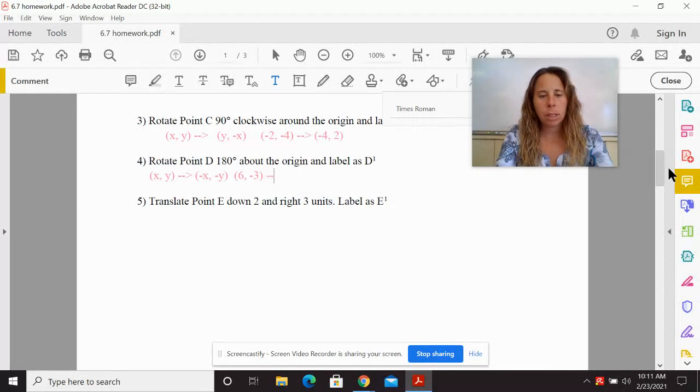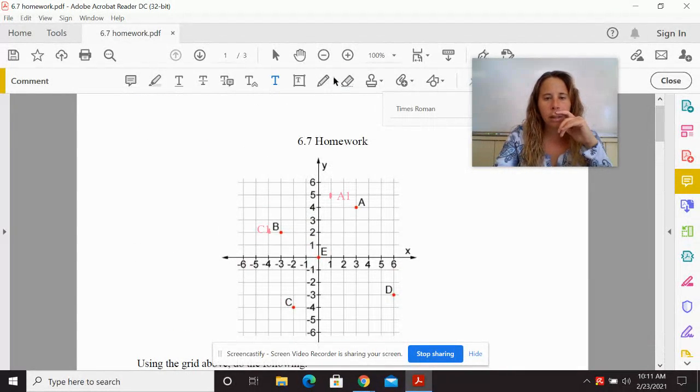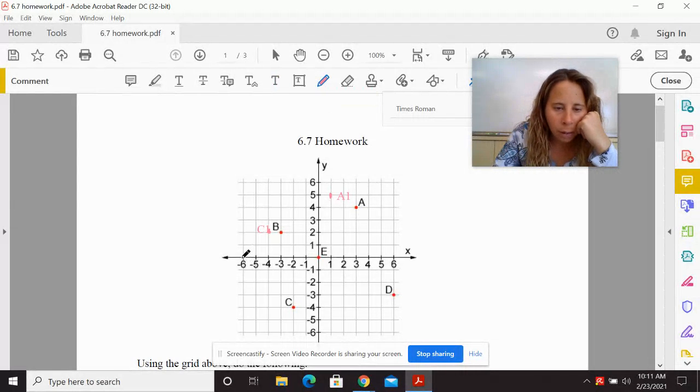Okay, so then you just switch the signs. So it becomes -6. Positive becomes negative. You just switch the signs, and so your -3 becomes +3. Let me plot that. -6, 3. If you don't plot them, it's not the end of the world, as long as you have them written down. -6, 3.